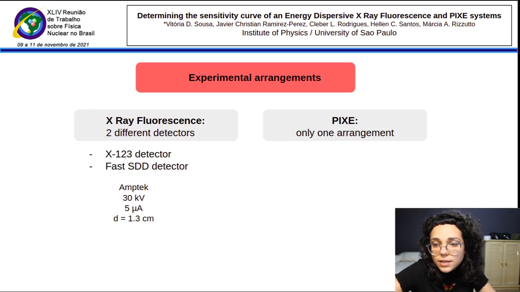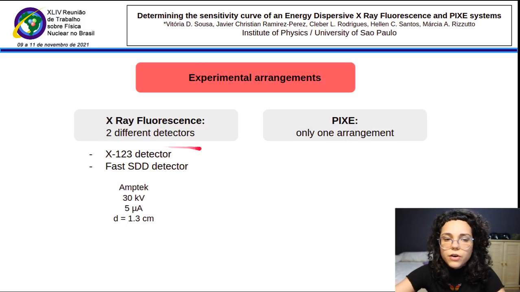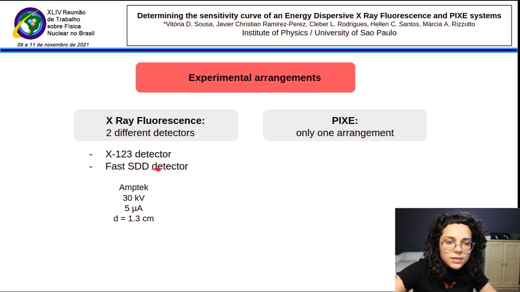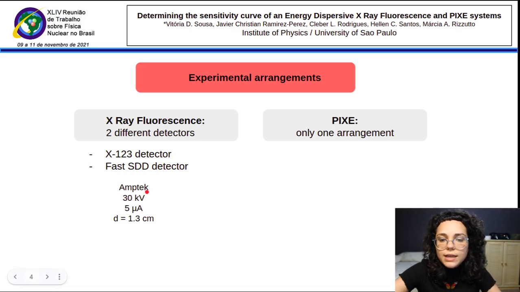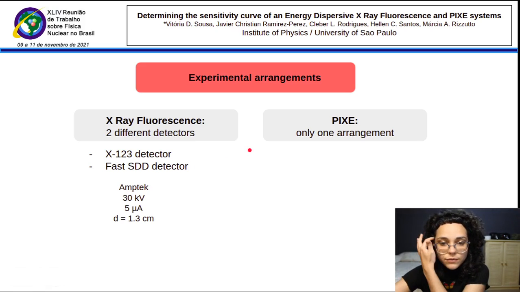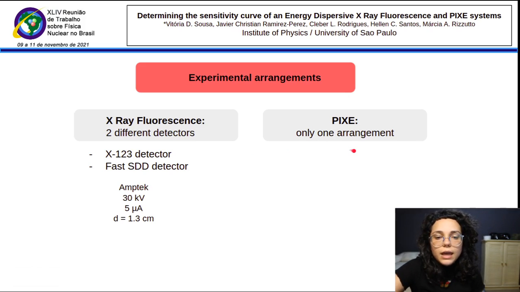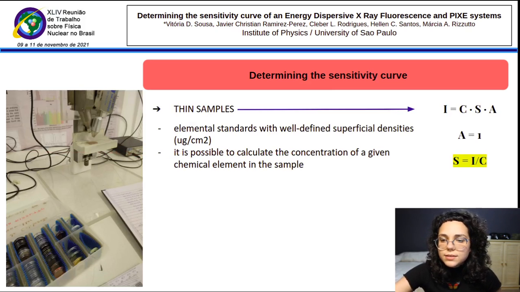What I did was the determination of the sensitivity curve of an X-ray fluorescence system with a fast SDD detector from UPTEC. And the results I found were compared to the results Javier, a collaborator of the laboratory, found to another X-ray detector called X123, also from UPTEC. Javier also calculated the sensitivity curve for a PIXE system, and all these results are shown and compared in this presentation.